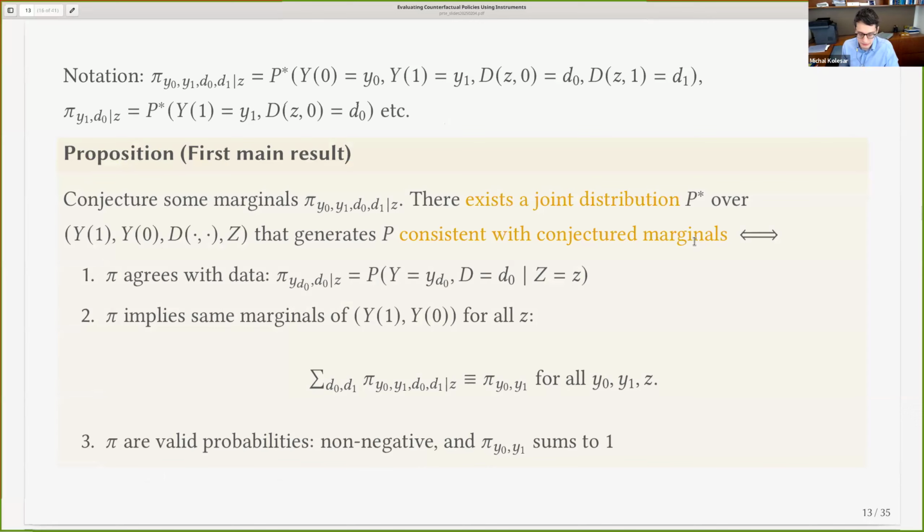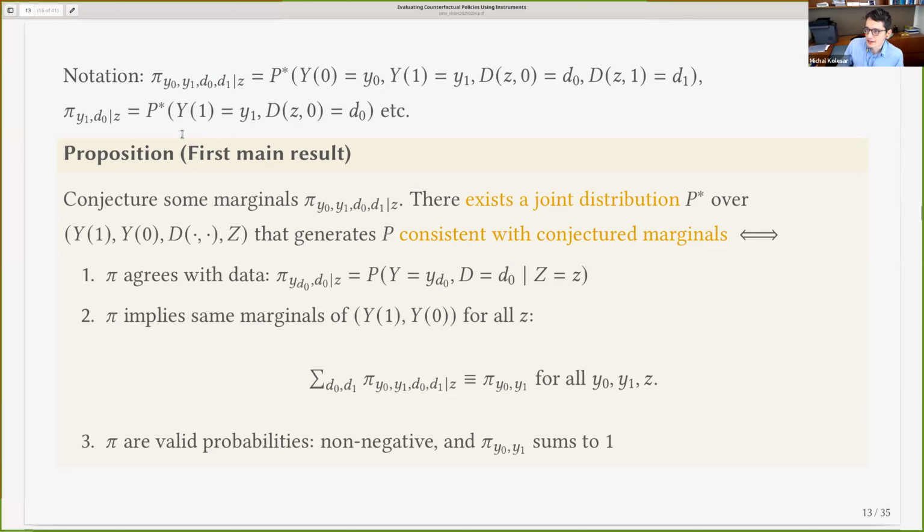So here's the first main result of the paper, which is just formalizing this intuition. With discrete outcomes, I can characterize these marginals in terms of probabilities that I'm going to call pi. This is: if I'm assigned to judge Z, what is my treatment under the counterfactual? What is my treatment under no policy? And what are my potential outcomes?